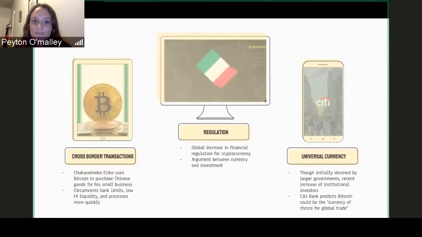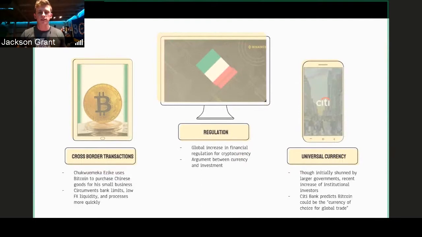And in general, here are some recent stories that we've seen with cryptocurrency and how it's affecting the international world. First off, Citibank predicts that Bitcoin could be a currency for global trade in the future. Like Peyton said, it's already had a 30% adoption rate, and they say it's at the tipping point where it's either going to become the majority currency or it's going to fall through.